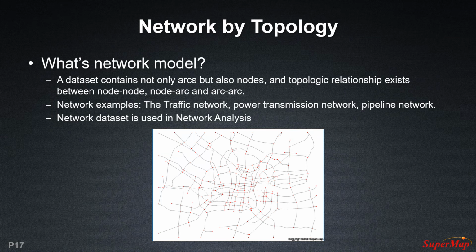So finally for this tutorial we are going to talk about network by topology. So what's a network model? Now a dataset not only contains arcs but it also contains nodes, and topologic relationship exists between node to node, node to arc, and arc to arc. Now examples of networks are the traffic network, power transmission network, and pipeline network, etc. And a network dataset is used for network analysis. Now we are going to take our road dataset and we are going to create a road network like this. So let's go ahead and demonstrate that one.